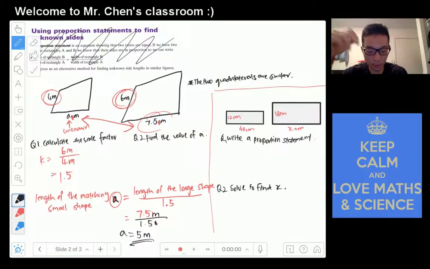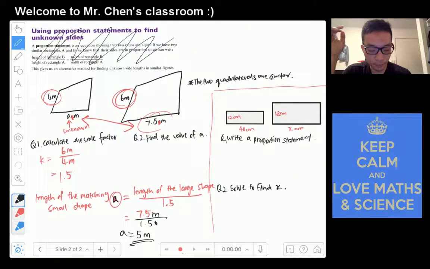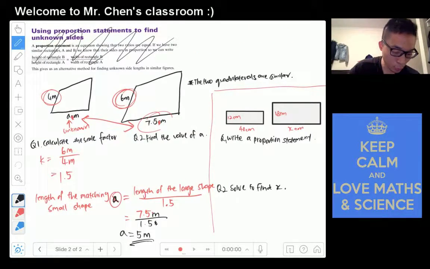Okay, so it depends on the situation. If you're looking for the small one, you have to divide it by the scale factor. But on the other hand, if you're looking for the length of the larger one, you have to multiply by the scale factor, so the number is going to be bigger. So let's quickly move on to proportions.